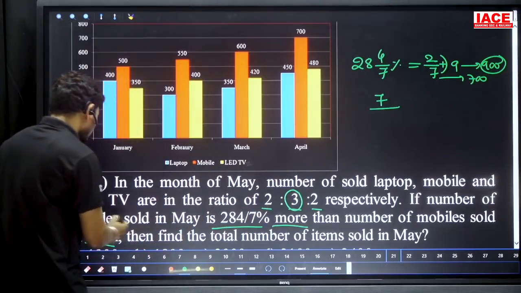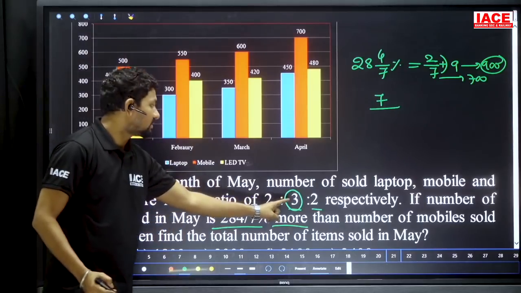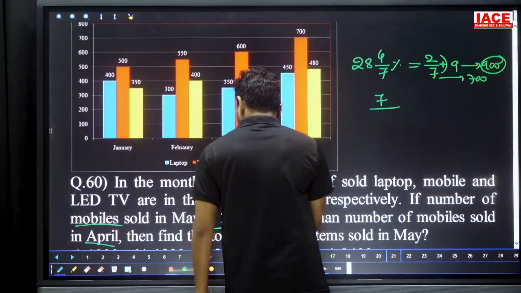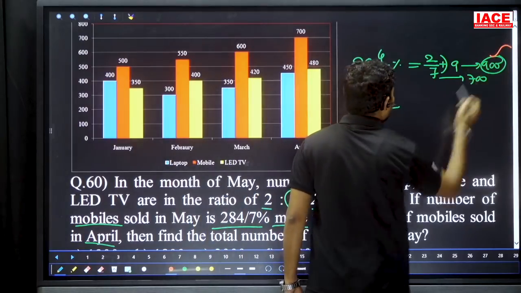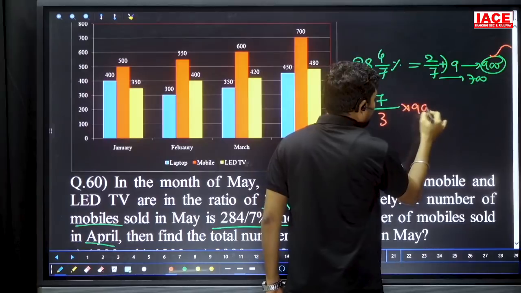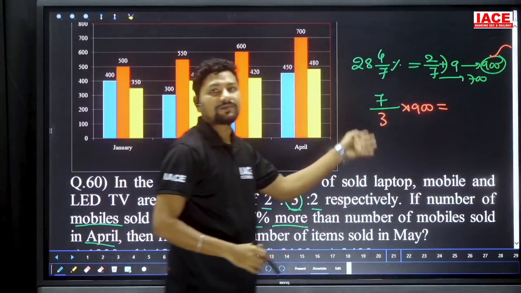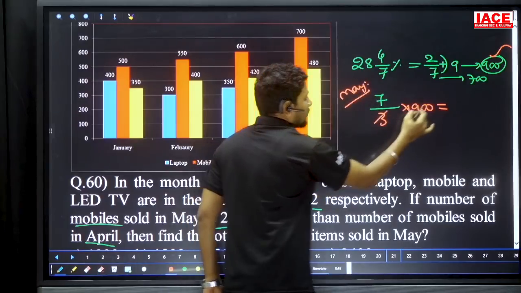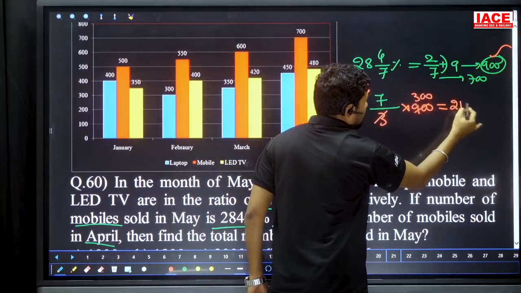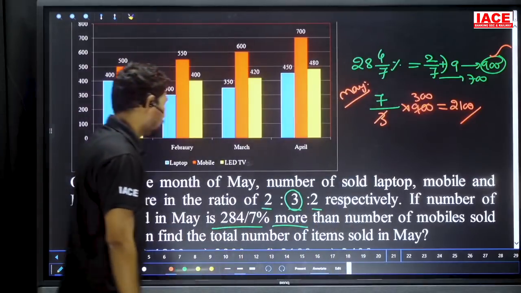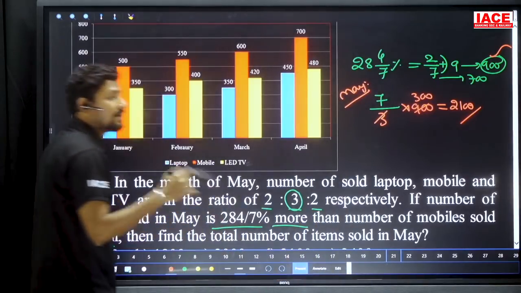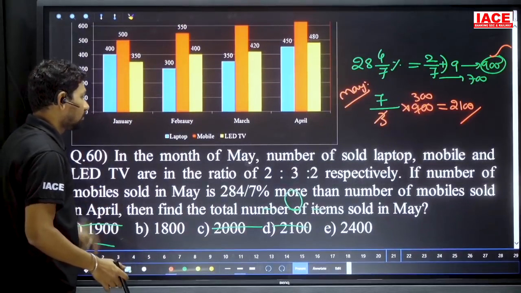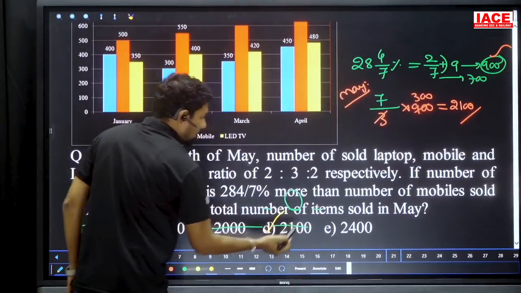If the number of mobiles sold in May, that means the mobiles belong to the middle part, 3 parts. 3 parts is equal to 900. Then the total parts are required. What is the 7 parts value for the May month? 300 times 7, and it is equal to the May total value. Not only mobiles, the total items is how much? 2100. 2100 means option D here.